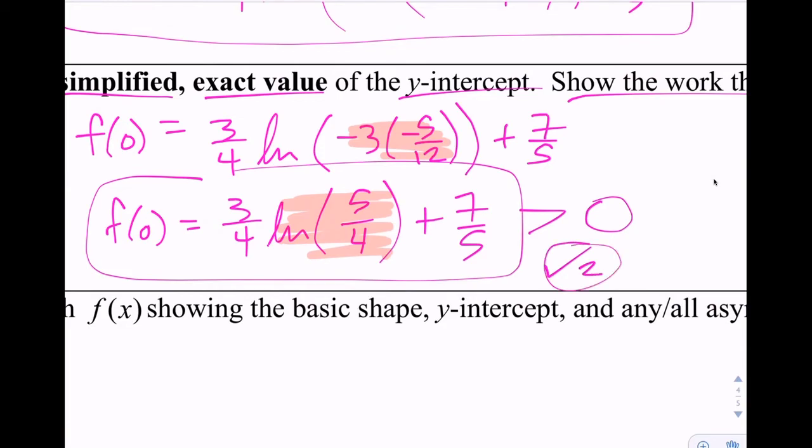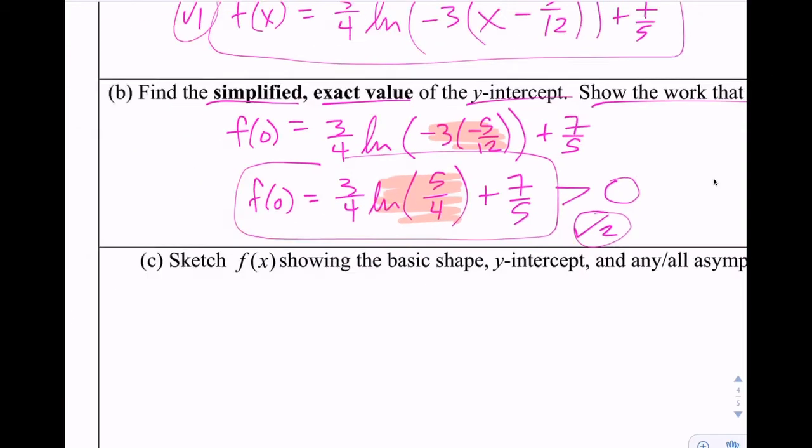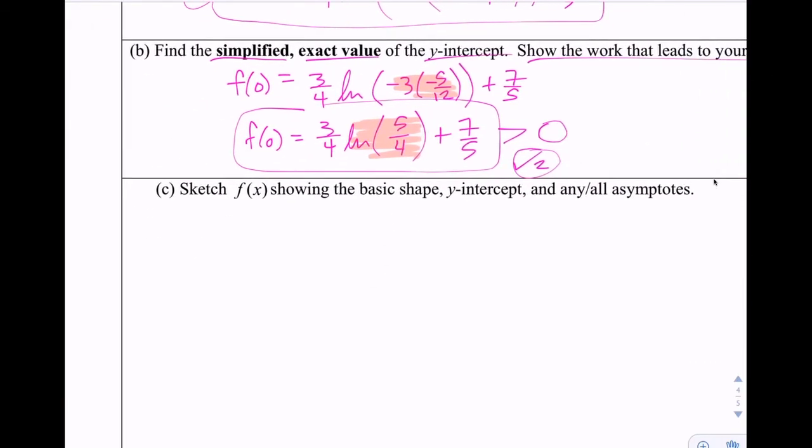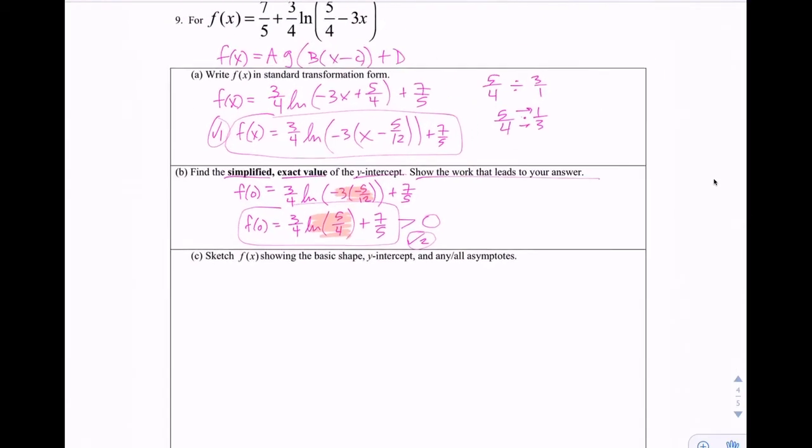That's going to be helpful when I graph, because now I know my y-intercept is going to be above or below the x-axis. Above. And I do have one, yes? I do have a y-intercept. So if I do my graph and it opens up away from the y-axis, I'm like, criminy, something's wrong. And I go back and check it. All right, hey, we're at the sketching part, right? Sketch f of x showing the basic shape, which means you don't really have to show the dilations. The y-intercept and any and all asymptotes. I didn't want to tell you what type it was, but of course we know this one has what type of asymptote? A vertical. Good.